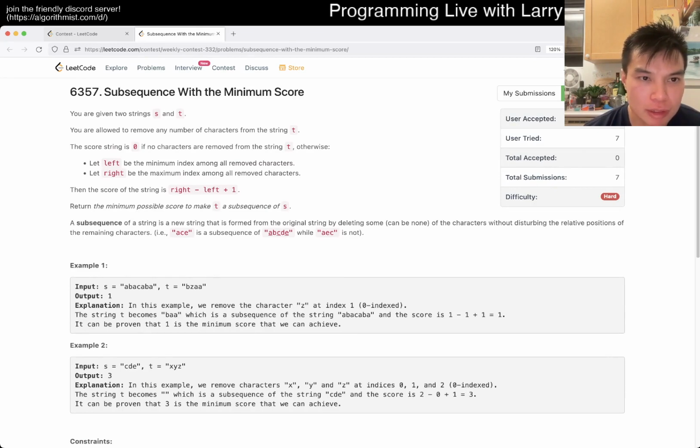S and T, any characters from T. The score string is 0 with no characters from T. Otherwise, left with a minimum index of all remove characters and right, and then okay. Minimums to make T a subsequence possible.